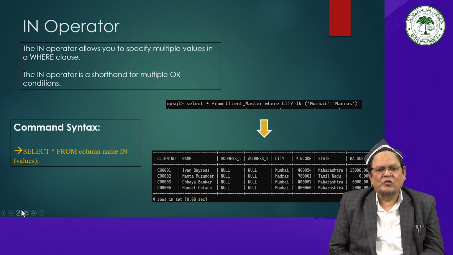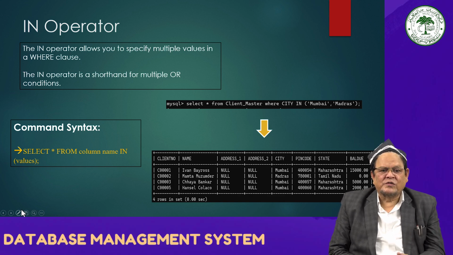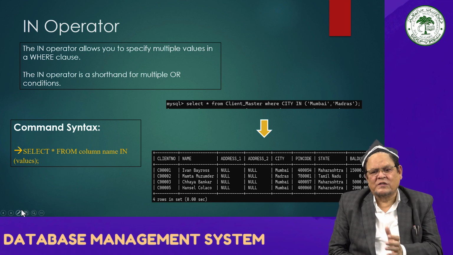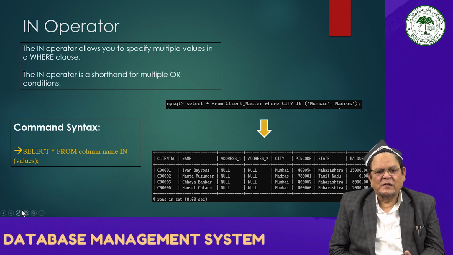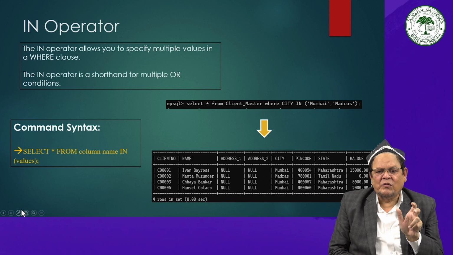The IN operator allows you to specify multiple values in a WHERE clause. Or we can say that the IN operator is a shorthand for multiple OR conditions. The command syntax is like: SELECT * FROM table name WHERE column name IN, within the bracket you have to write the value.